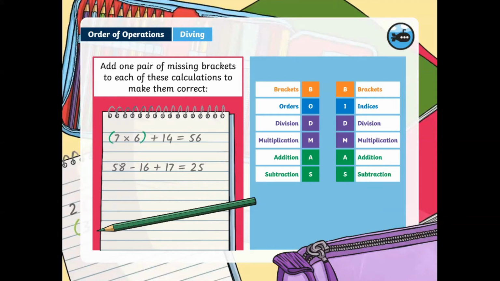So here we can see exactly what they did. The brackets come around the 7 and the 6, and then in the second one, they come around the 16 and the 17. Okay. Now they're saying add 2 pairs.